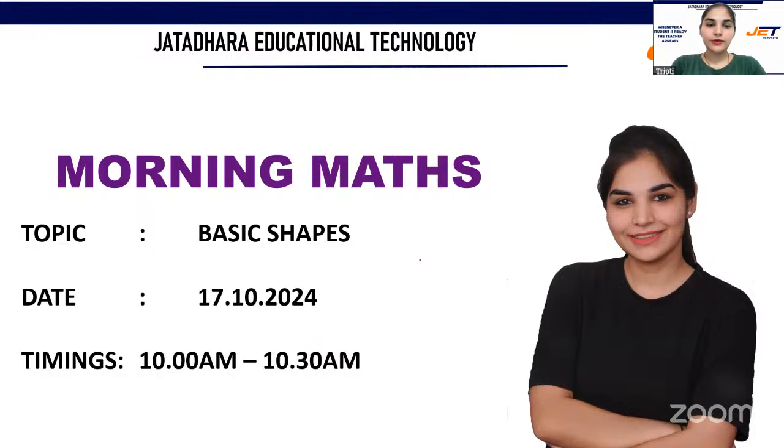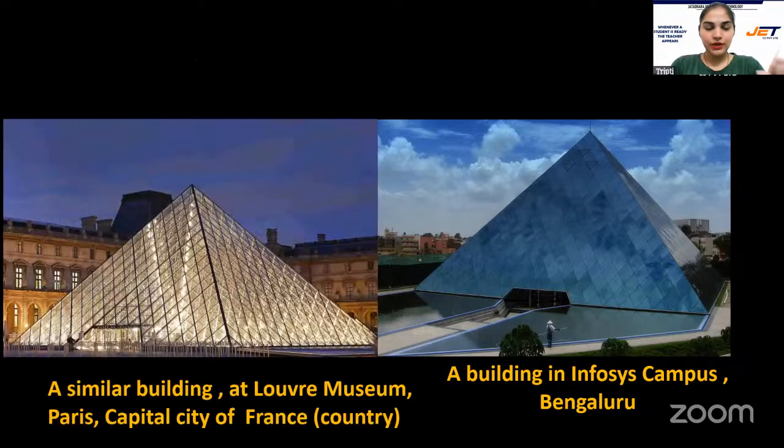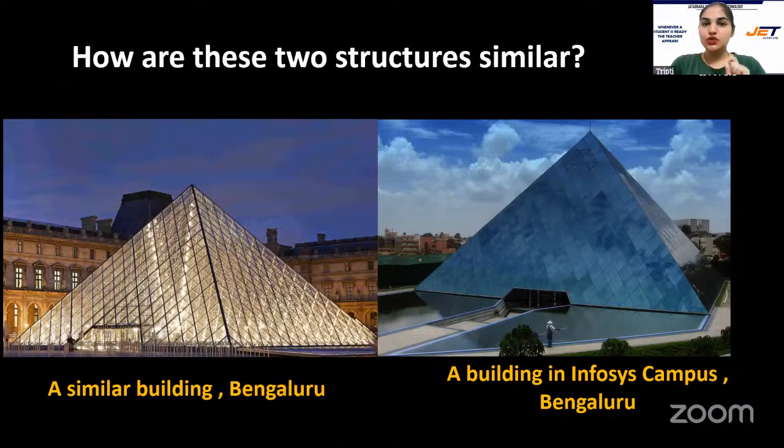Now, over here, we have this picture. This is a building in Infosys campus, Bangalore. Okay, so you have to tell me. Here we have another picture, which is a similar building at Louvre Museum, Paris, capital city of France, the country. So here, how are these two structures similar?